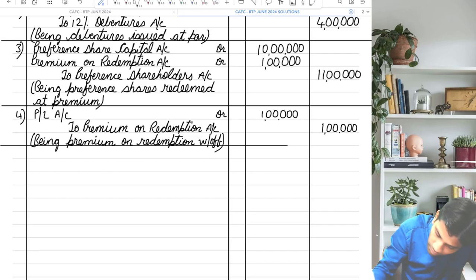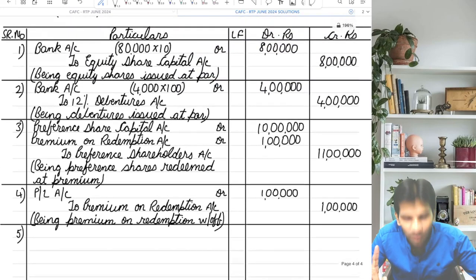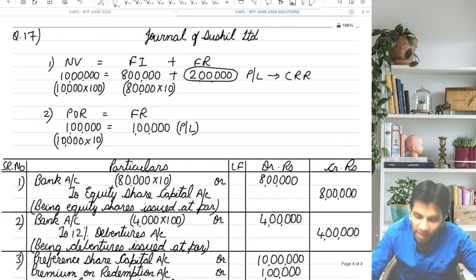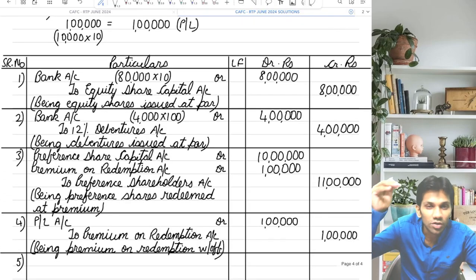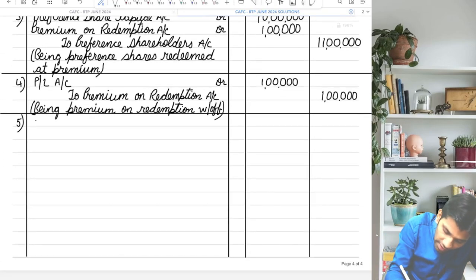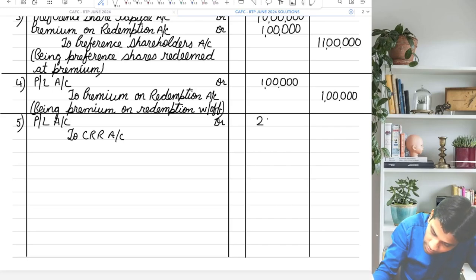Done. Then transfer to CRR. Check equation number 1, guys. How much amount have we transferred to CRR? 2 lakh. And what have we utilized? Profit and loss. So profit and loss gets reduced. So P&L account debit to CRR. A new reserve comes into the books of accounts. CRR is allowed as a short form. You can write 2 lakh.